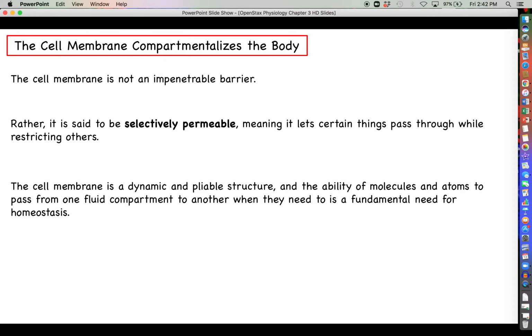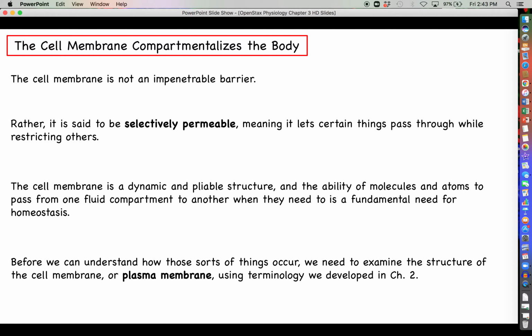So in this way, for that to be possible, the cell membrane needs to be both dynamic and pliable. It has to be able to adapt to changing conditions, and it has to be fairly flexible. So the ability of molecules and atoms to pass from one fluid compartment to another is going to be a fundamental need for being able to maintain homeostasis in the body. If the cell membrane were some brick wall, if it were some impenetrable barrier, that would be very bad, and being alive is not something that would really be possible at that point.